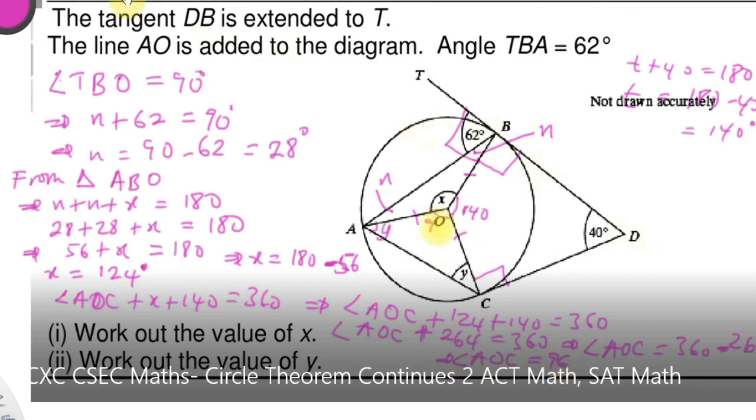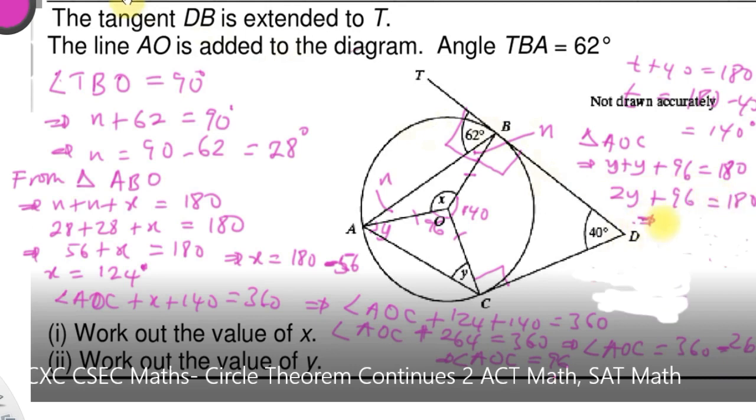So this angle is 96 degrees here. So we are going to find Y using triangle AOC. So this implies that Y plus Y plus 96, which is AOC, is equal to 180 degrees. So Y plus Y gives 2Y plus 96.